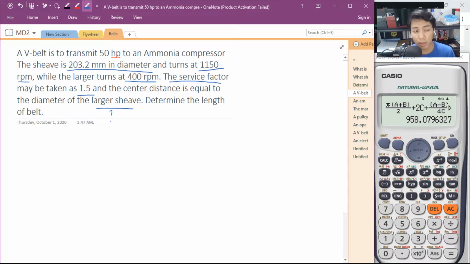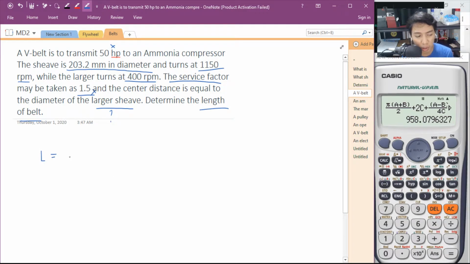Gagamitin mo po ba ito? Hindi na. Gagamitin mo po ba ito? Hindi na. Kasi ang hinahanap lang naman dyan is the length of the belt. And walang sinabi sa problem if open belt or cross belt. More or less, we will use lagi na open belt.